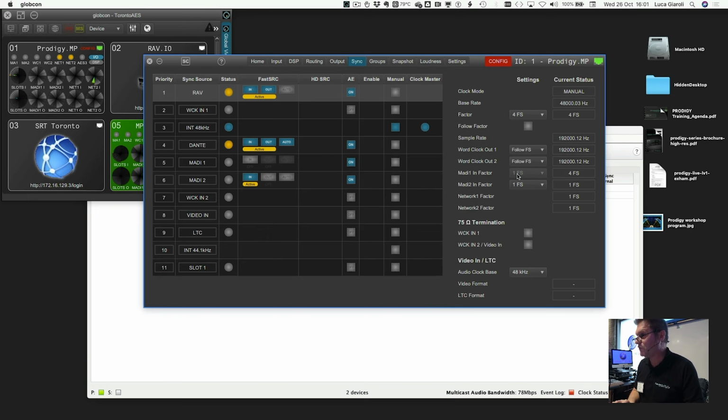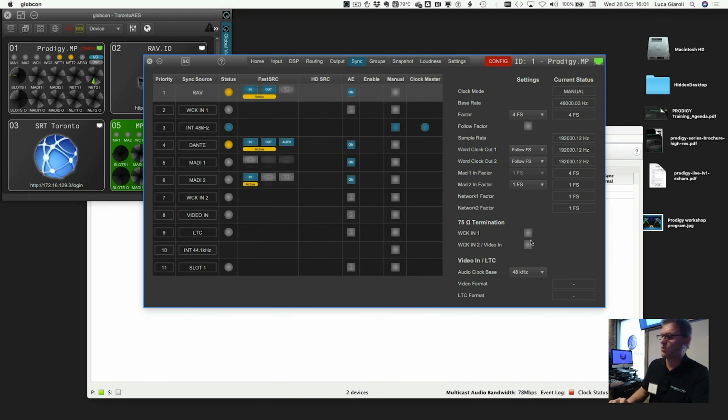But if you happen to receive a 48 kilohertz frame at 96 kilohertz, you might have to manually select, oh, careful, this is a MADI at 96 kilohertz which gets in, right? Because you don't know if it's 1FS or 2FS. So you have to manually specify that. This is a little bit advanced, but anyway, I mentioned that.